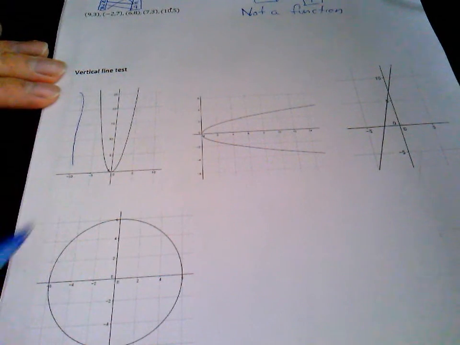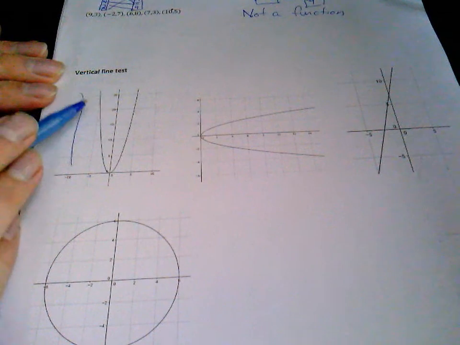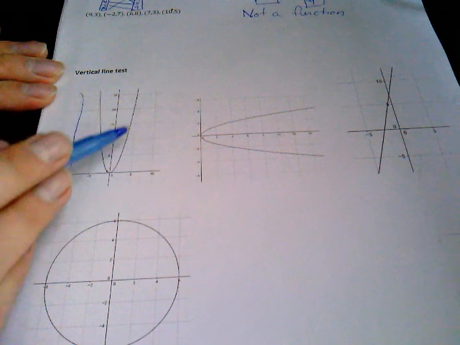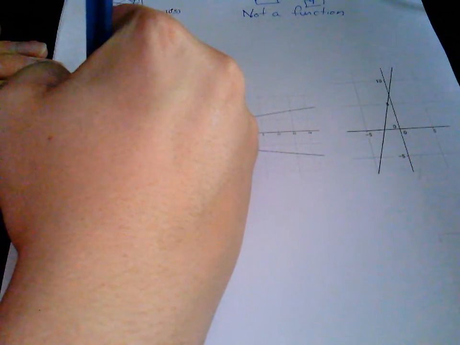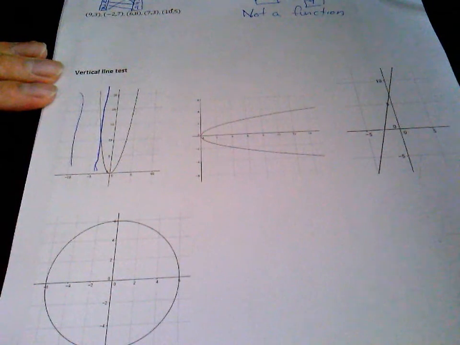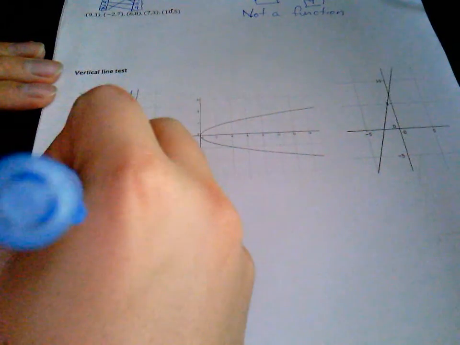Let me show you. Like for this u, I cannot find a single spot on this u where I could draw a straight line up and down and goes through more than once. If I drew a straight line right here, or a vertical line up and down, it only goes through the spot once. One right here, same thing. There's nowhere I'm going to be able to find where I can draw a vertical line and it goes through more than once. So this is a function.